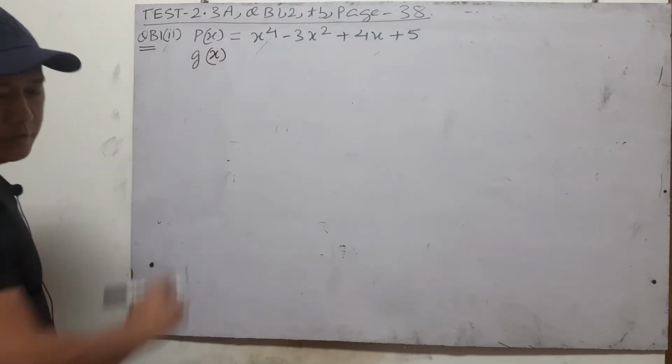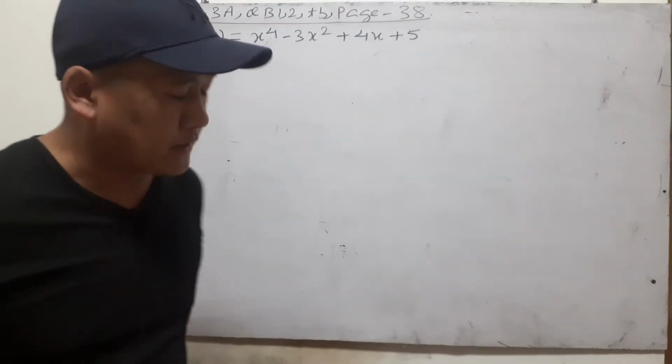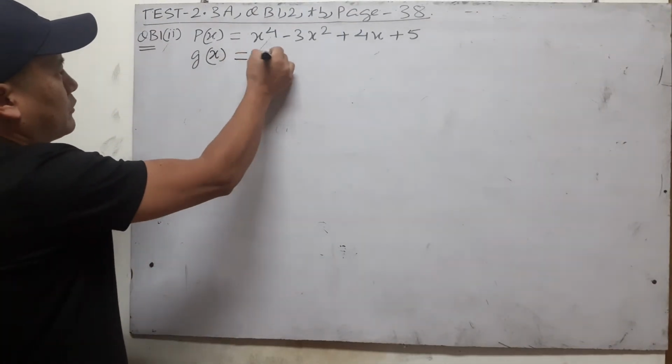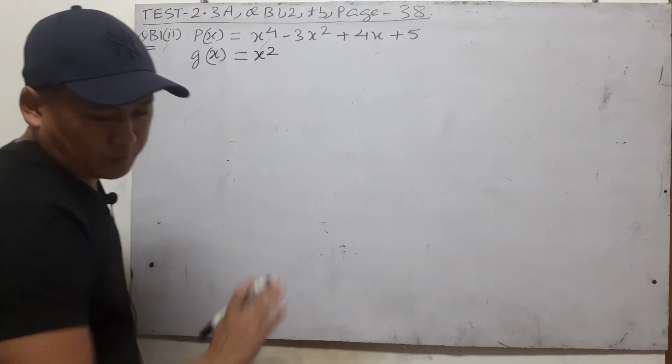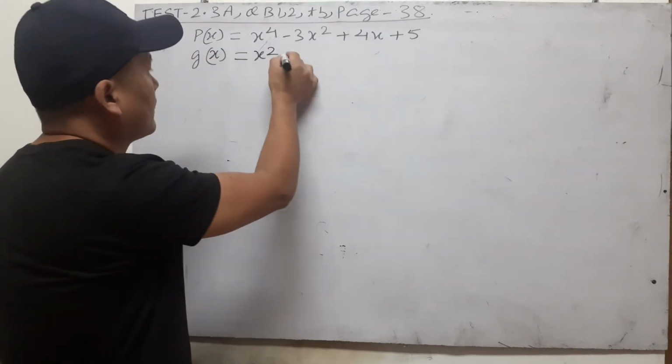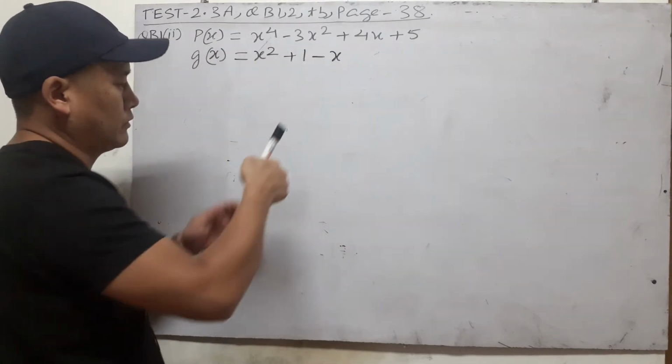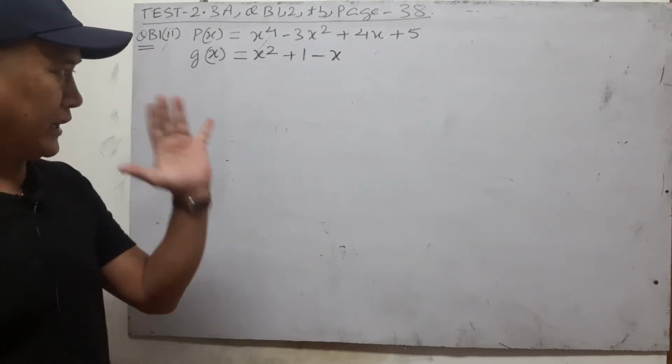And having done that, let's go to g of x. And g of x is x squared plus 1 minus x. This is a classic case where we'll know how to arrange standard form. x squared plus 1 minus x. So if it's not in standard form, we'll rearrange.